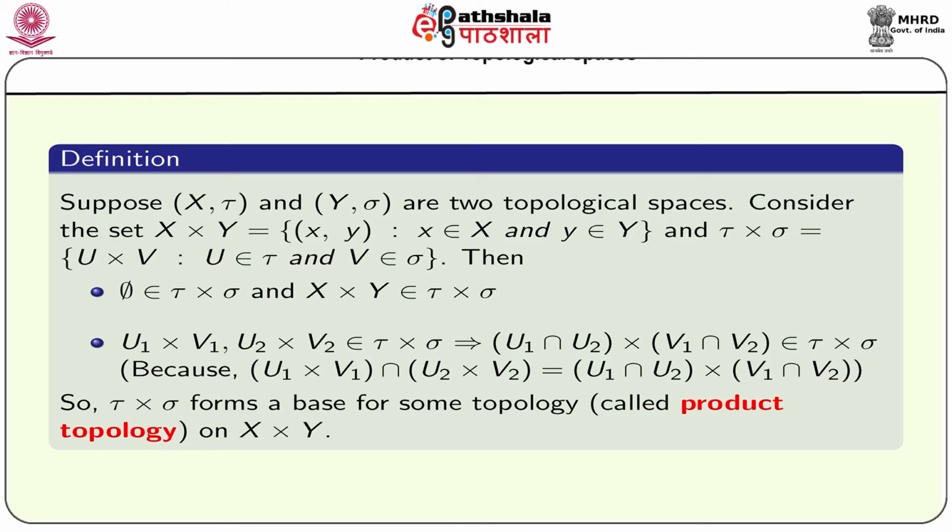Now, since tau is a topology, u1 intersection u2 is a member of tau and v1 intersection v2 is a member of sigma, thereby showing that tau cross sigma is a base for some topology on x cross y. This topology formed by taking this collection as base is called the product topology on x cross y.